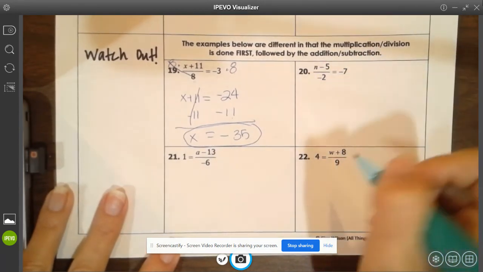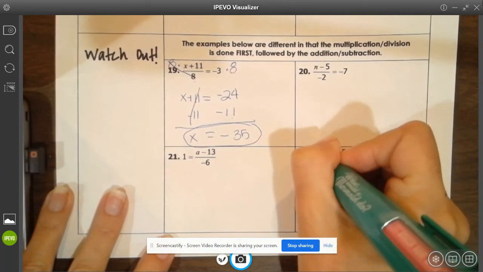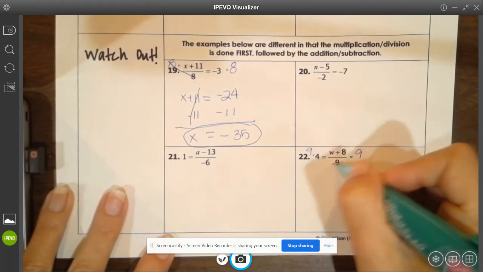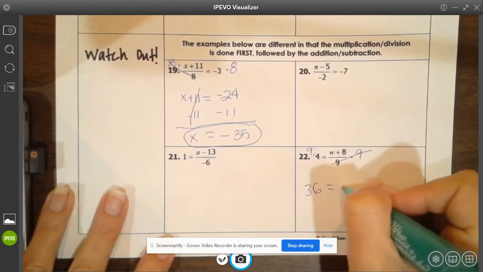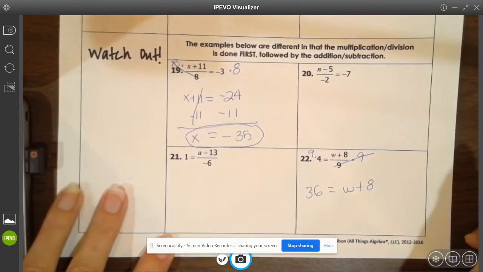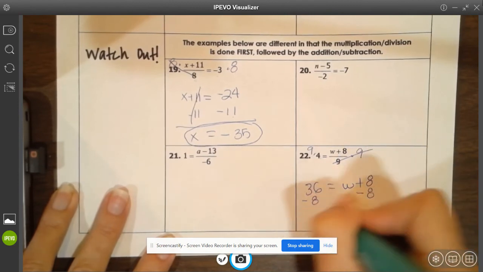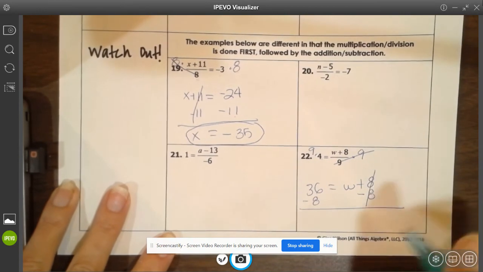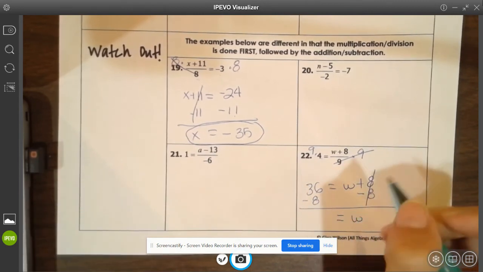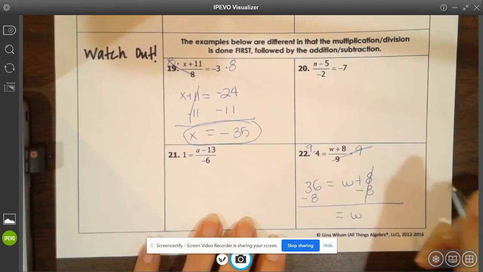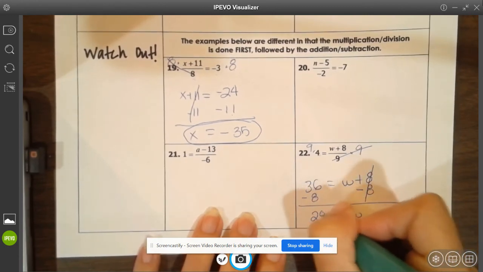Okay, same thing. Well, let's do this one. So I'm gonna get rid of that 9 because I gotta get rid of that one by multiplying because that's dividing. That goes away on this side. 9 times 4, that's 36, equals w plus 8. And then I get rid of that 8 by subtracting on both sides. That goes away. And then w equals 36 minus 8. That is 28. And that's my answer.